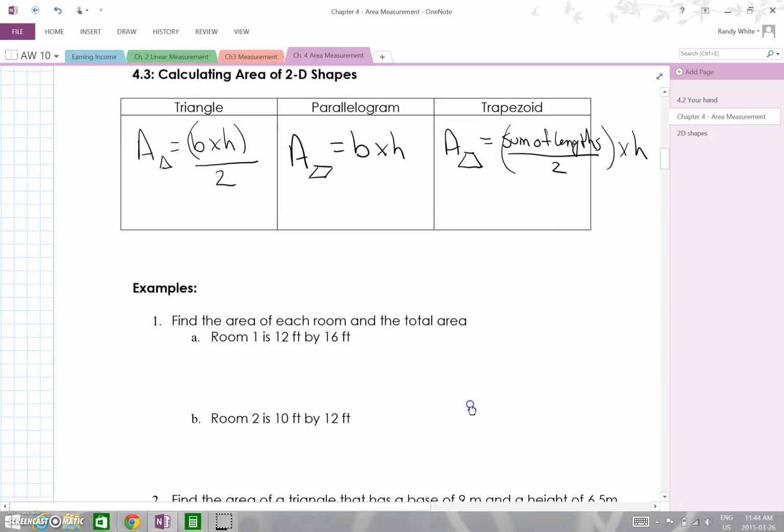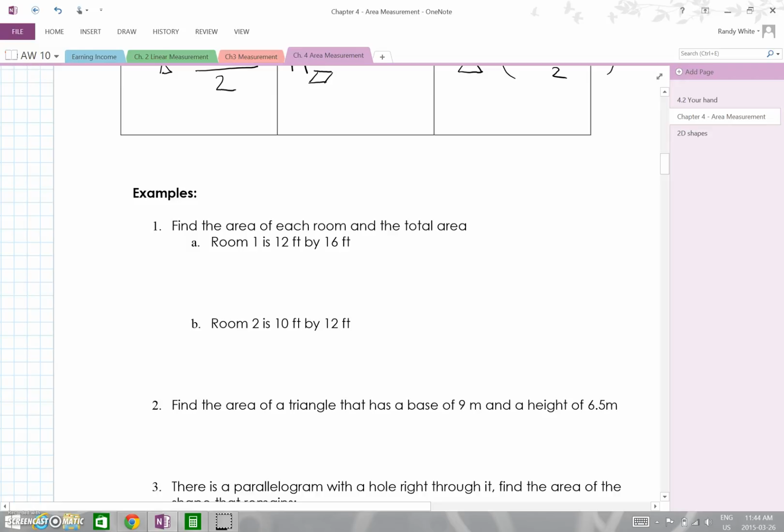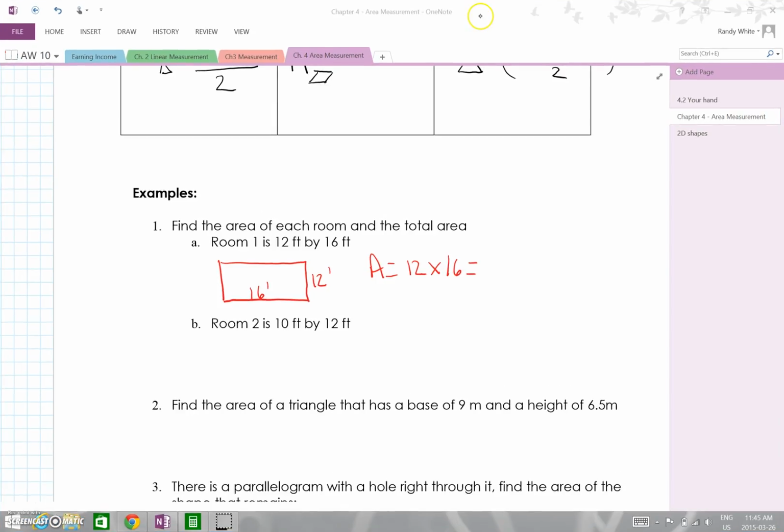Let's take a look at some examples here. Change my pen color. The area of a room is 12 by 16. Here is my room. This is 12 feet, and this is 16 feet. So the area is simply going to be 12 times 16, which is 192. So that is 192 square feet. We have to remember to use our units, and you'll start losing marks if you don't put your units in here.